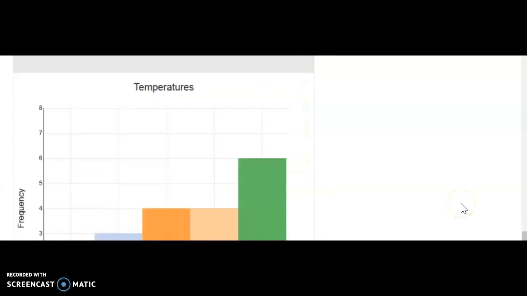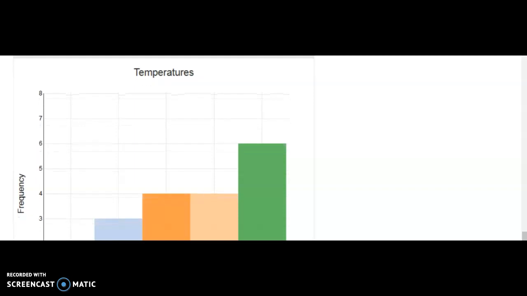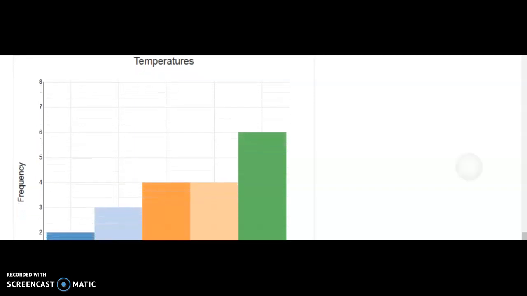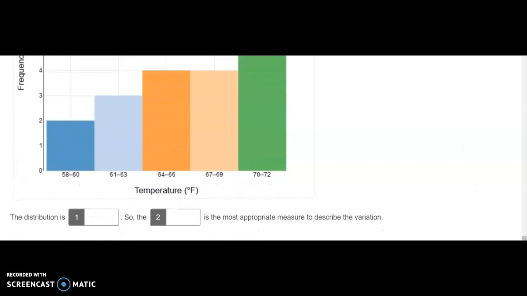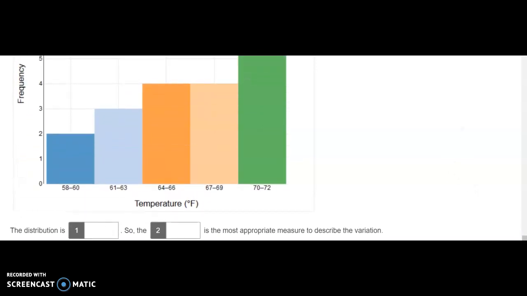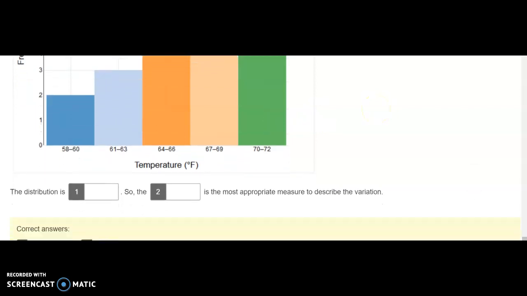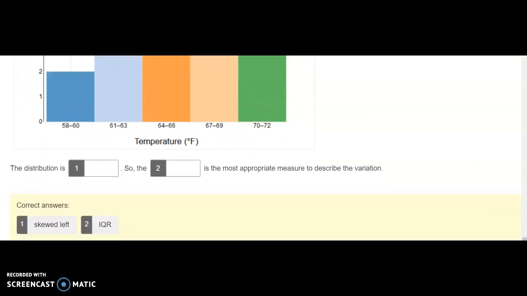Histogram shows the daily temperature in degrees Fahrenheit for several days in a city. What is the most appropriate measure to describe the variation? And we can see that it is skewed to the left again. And then the most appropriate measure, and you can kind of see that little slope. What is the appropriate measure? And I'm going to just give you the answer. It's IQR. Don't need to know it for today. Just write IQR in your answer.